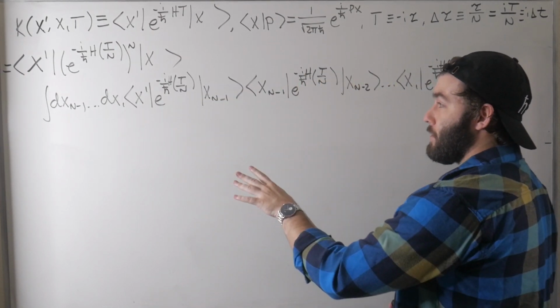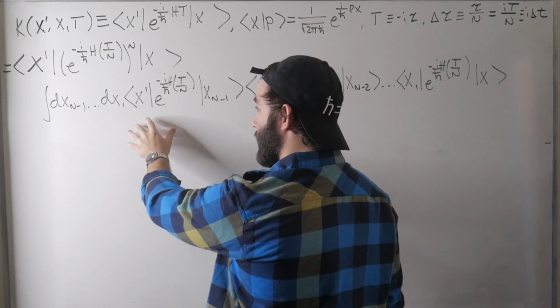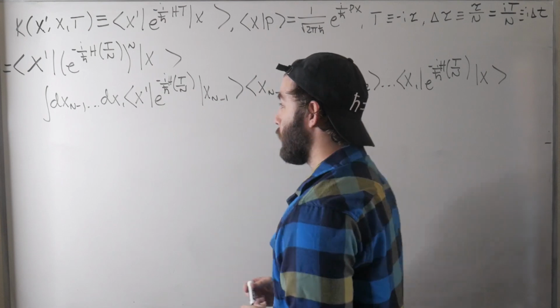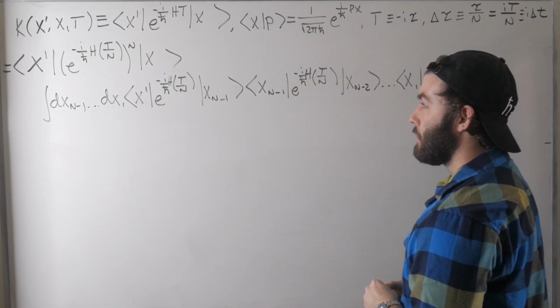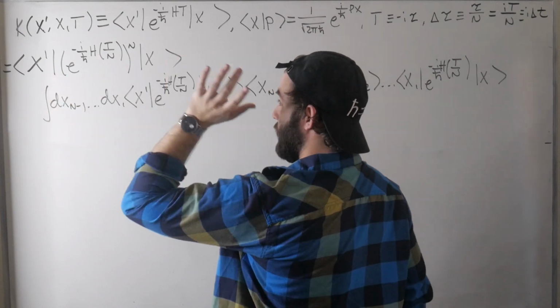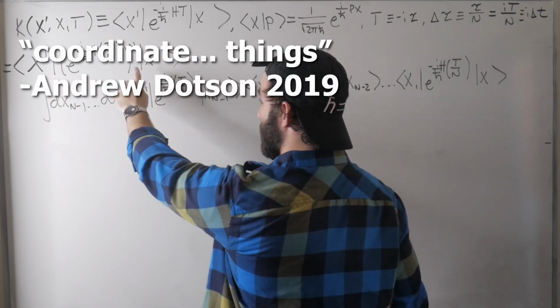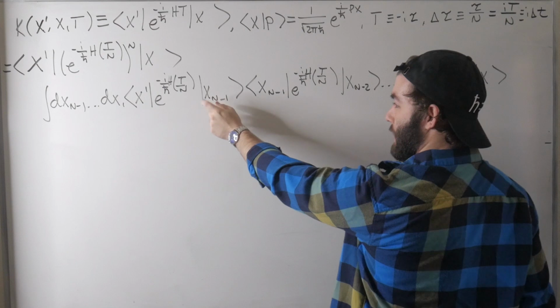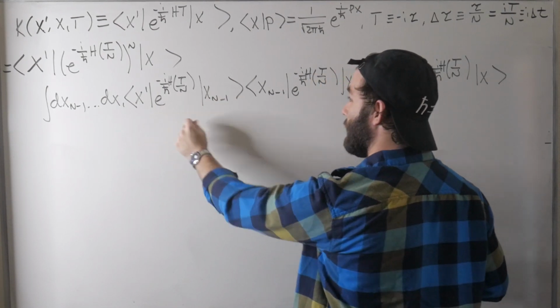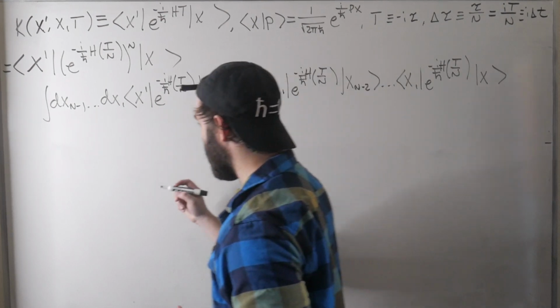The next thing that we want to do is sort of the same thing, except we want to now insert complete sets of momentum states, and we're going to insert n of them this time. The reason being, when we inserted complete sets of coordinate states, we inserted them here. Now we're going to also insert a momentum state here, which will give us n instead of n minus 1. So let's go ahead and do that.